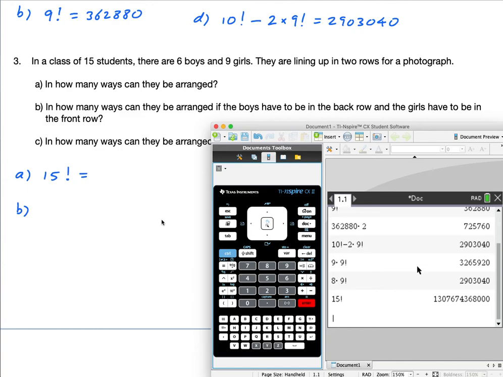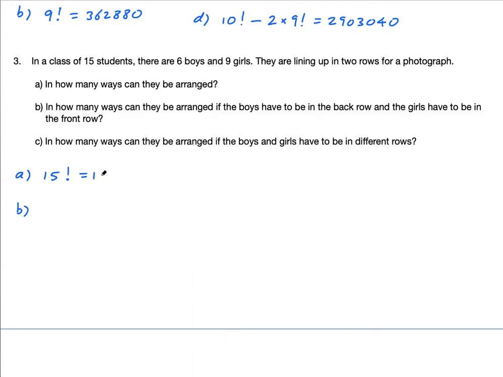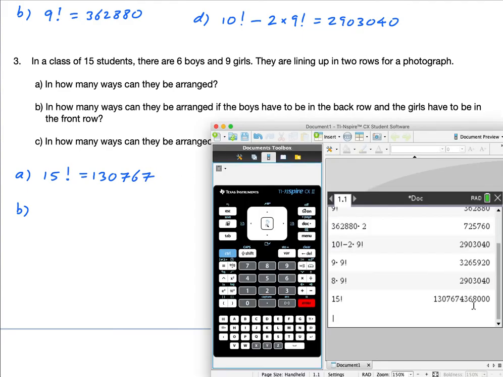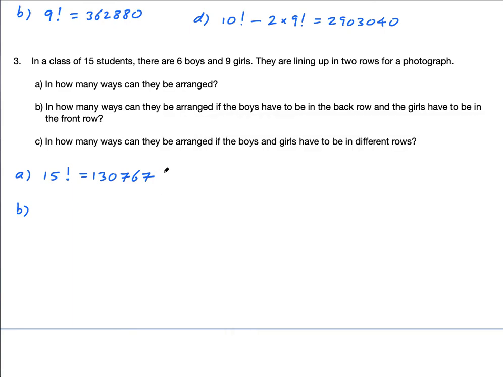Right, let's write it down. 1307674368000. That's a lot of ways to arrange 6 boys and 9 girls.